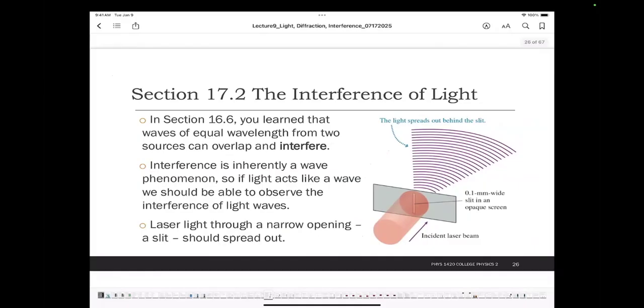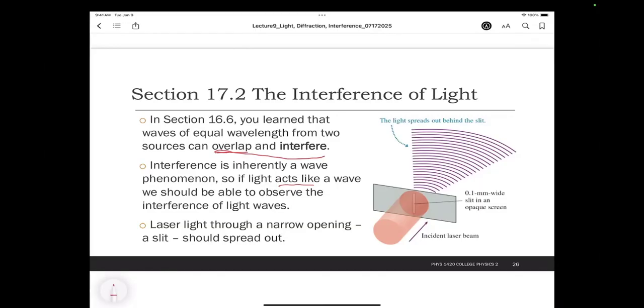Then let's talk about section 17.2, the interference of light. In section 16.6, you learned that waves of equal wavelengths from two sources can overlap and interfere. We have already talked about this in chapter 16.6, for the sound wave and for the water wave, they will overlap and interfere. And interference is inherently a wave phenomenon. So if light acts like a wave, we should be able to observe the interference of light waves. Yeah, the truth is, we can.